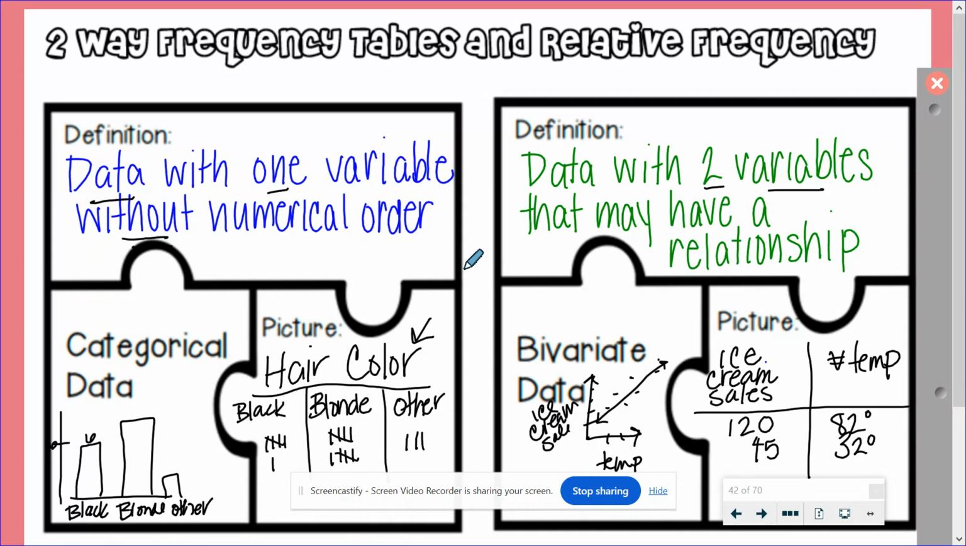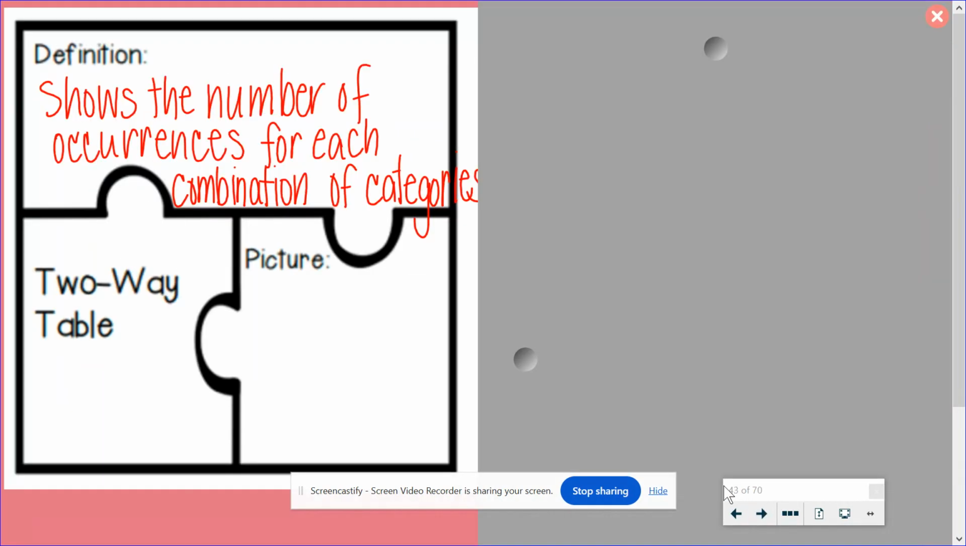Okay, so 2 things we have so far: categorical data and bivariate data. So in a two-way frequency table, we're going to be using the bivariate data, but rather than making a scatter plot, we're going to be making something else called a two-way table. So a two-way table is a way to display information. It shows the number of occurrences for each of the combinations of categories. And again, pause the video if you need to get that copied.